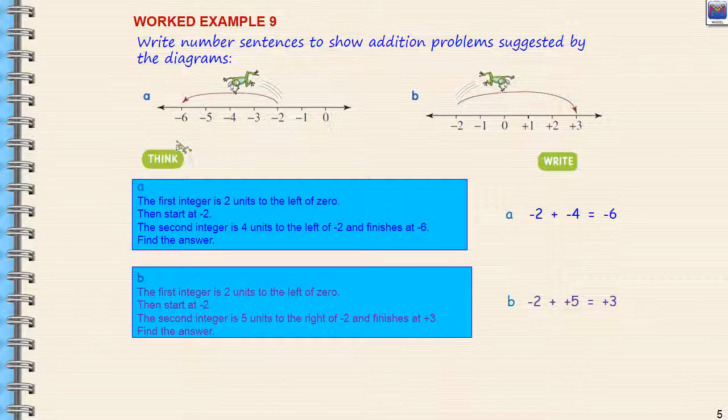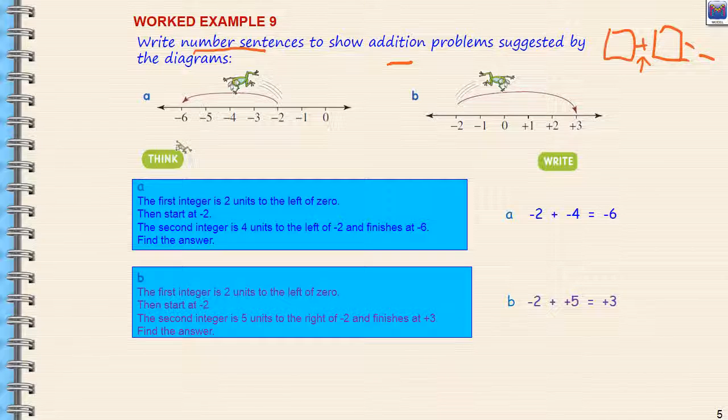Let's have a look. So, write number sentences is what the question asks us. So just write a sum to show these problems. All right? And it's addition problems. So the symbol in the middle of our sum is going to be an addition. We're going to have some number plus some number equals an answer. It's going to be a plus sign in the middle there.